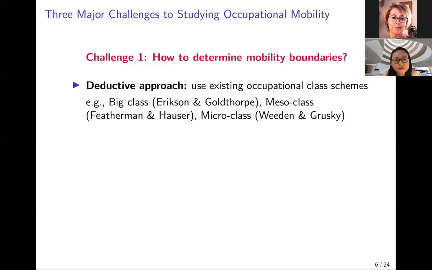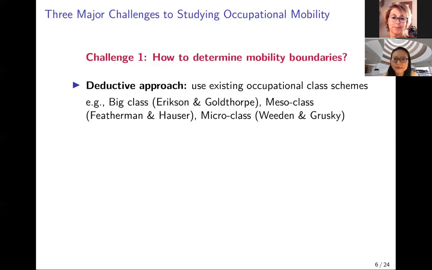There are the Erikson and Goldthorpe type of big classes, which give you large categories of, say, the professional class, manual class, and non-manual class. It gives you fundamental divisions in the labor market that separate very different, distinct divisions of labor. There are also meso classes, slightly more detailed class schemes by Hauser and Warren, and these classes also separate out groups of occupations that share similar socioeconomic standings and class positions in the system.